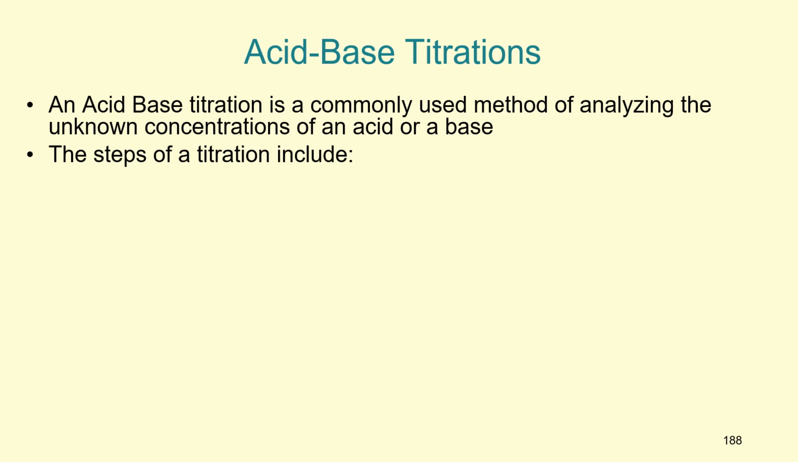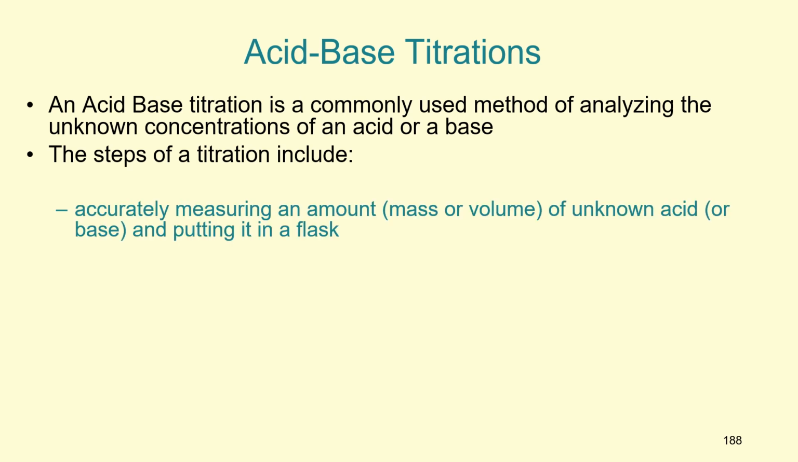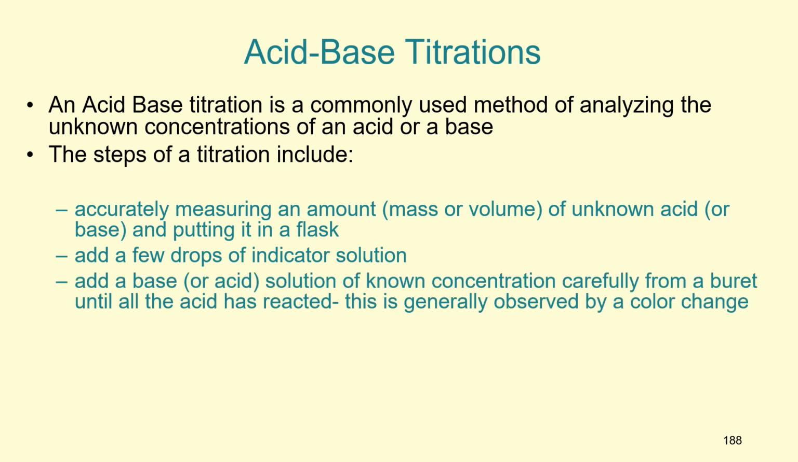The last topic we're going to talk about is acid-base titrations, and we're going to do a titration in lab, so hopefully it'll become familiar, or it is already familiar. An acid-base titration is a commonly used method of analyzing an unknown acid or base. We accurately measure the amount of unknown acid or base and put it in a flask. We add a few drops of indicator, and then we add a base, or if we started with the base, add an acid.